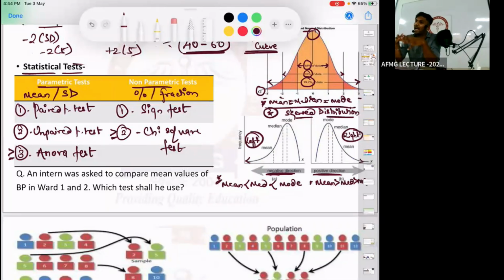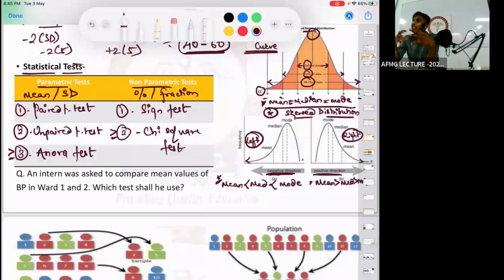Now if I say I have group 1 or ward 1, here 40% of my patients are hypertensive. After I give a drug, now only 20% of my patients have hypertension. So what was I comparing? I was comparing the percentage. 40% before, 20% after.